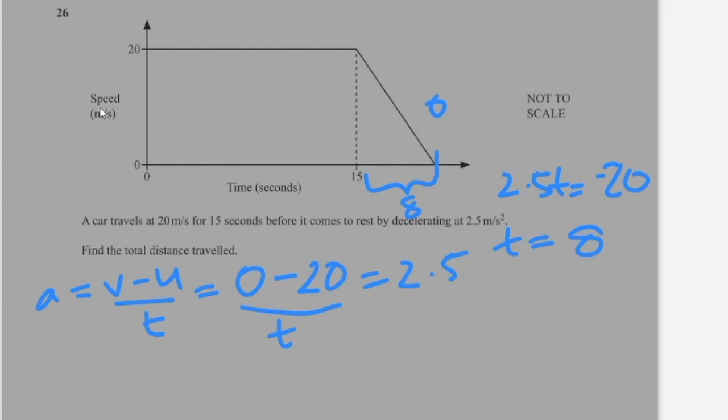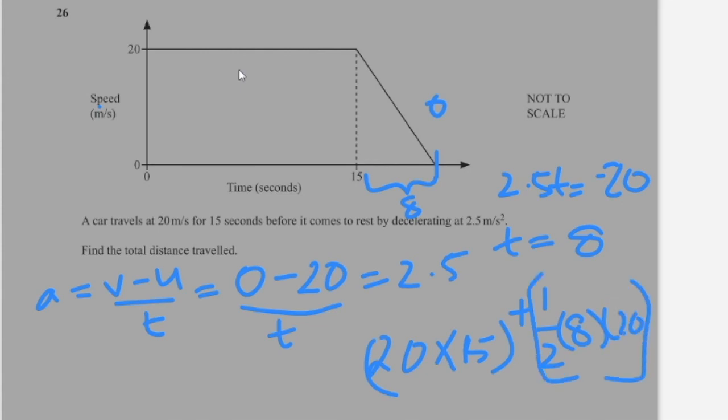So we have this duration is 8, and now we can use this to calculate the area under the graph. We have the area of this rectangle as 20 into 15 plus the area of the triangle, which is half into base, which is 8, into height, that is 20. So we add the areas and get the sum as 380 meters, which is the distance traveled.